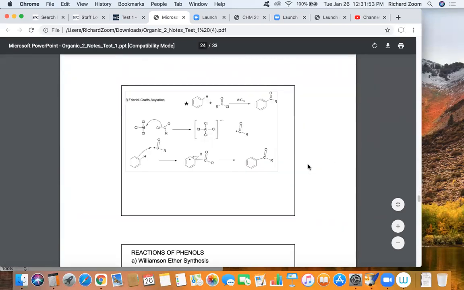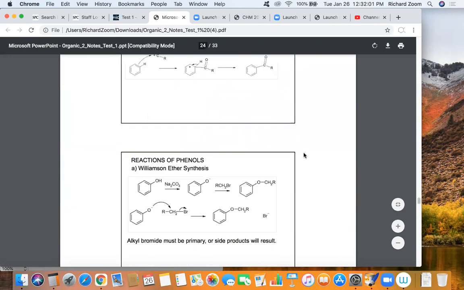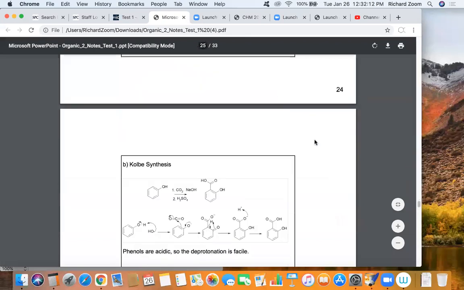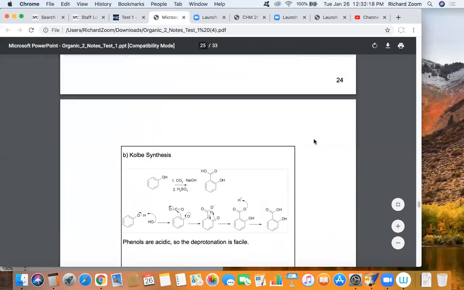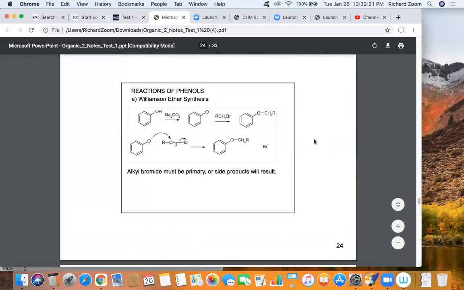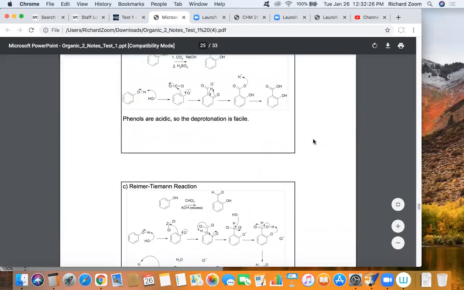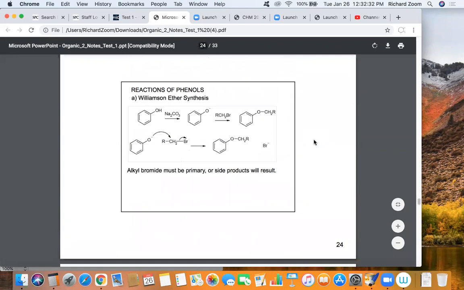All right. That's right. We had just dealt with Friedel-Crafts alkylations and acylations. Now we're looking at reactions of phenols. Now on the test, you'll get one of these reactions of phenols, but I'll tell you it won't be C. It'll be either A or B. So it won't be this one, the Reimer-Tiemann reaction. Okay, it'll be one of these two, A or B.